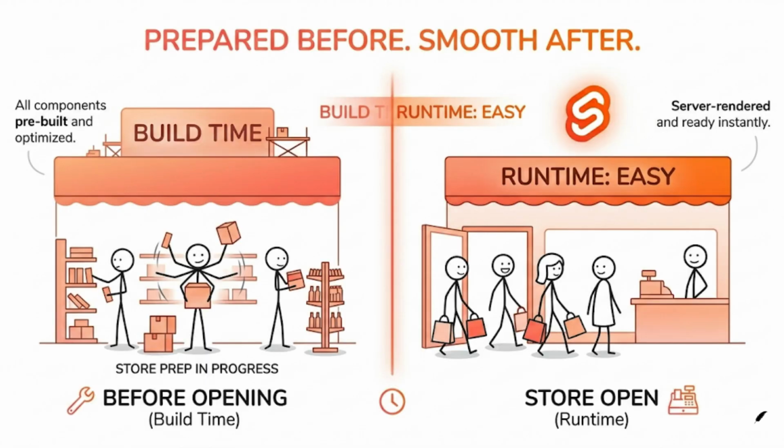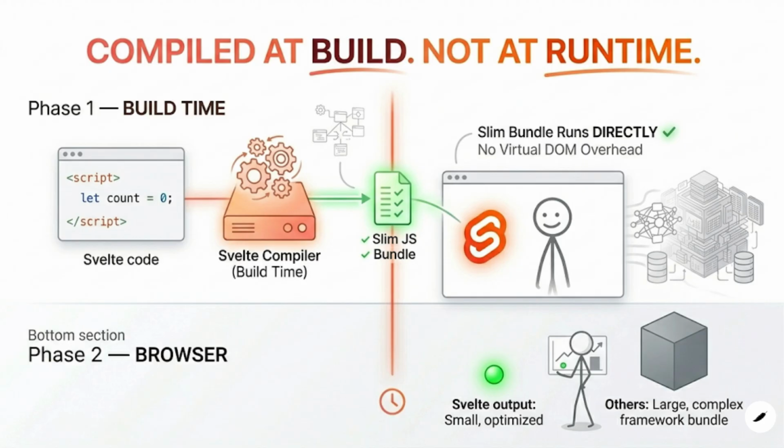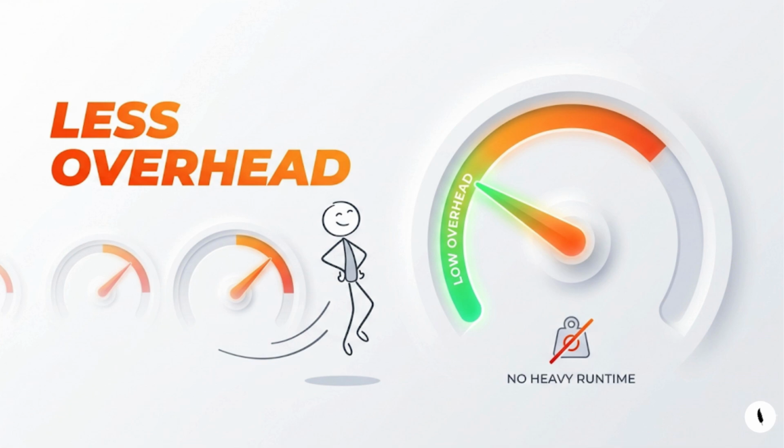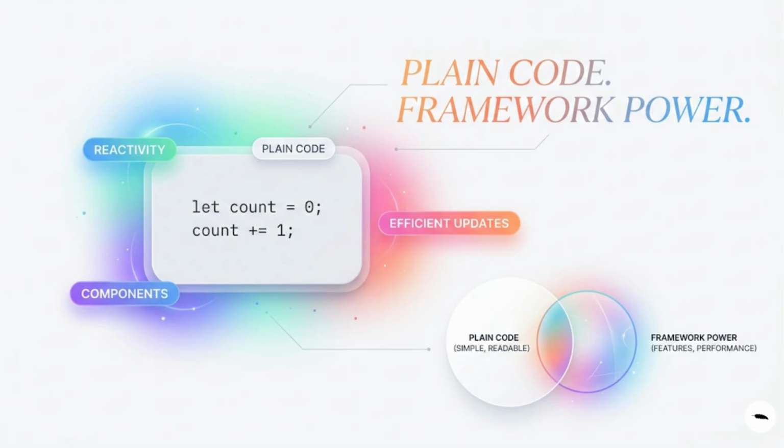Svelte. Suppose you hire a worker who prepares everything before opening the store, so when customers arrive, there is less work to do in real time. The experience becomes smoother. Svelte took a different path. Instead of doing heavy work in the browser like virtual DOM frameworks, it compiles code during build time into efficient JavaScript. That means less runtime overhead. Created by Rich Harris, Svelte became known for simplicity and speed.